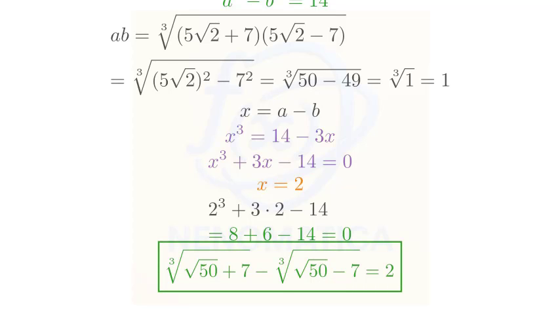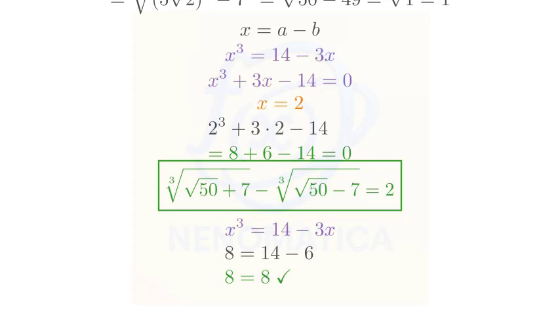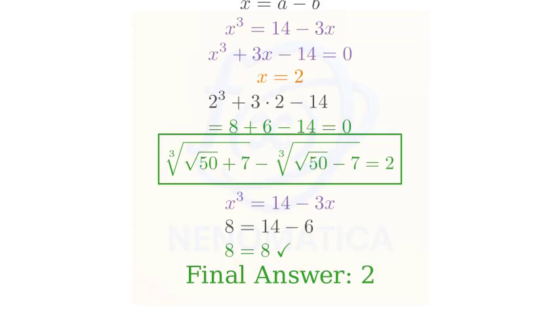As a quick check, substitute x equals 2 back into the derived identity x cubed equals 14 minus 3x. We get 8 equals 14 minus 6, which is 8, so the result is consistent. Summary. We simplified the inner square root, set a and b, used the cube identity, found ab equals 1 and a cubed minus b cubed equals 14, solved the simple cubic, and concluded the exact value is 2.